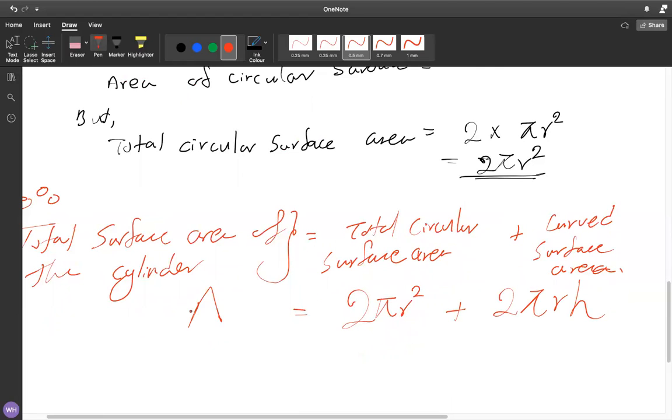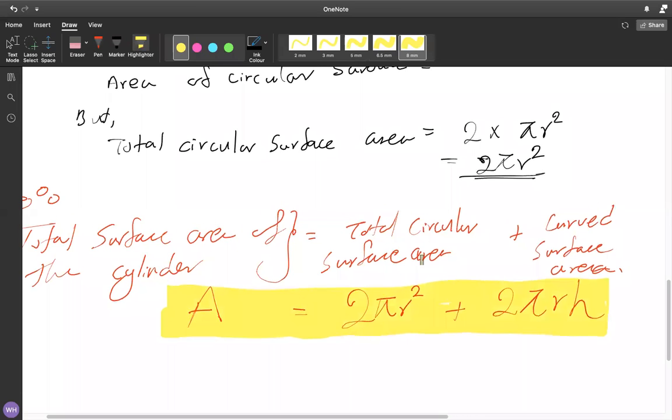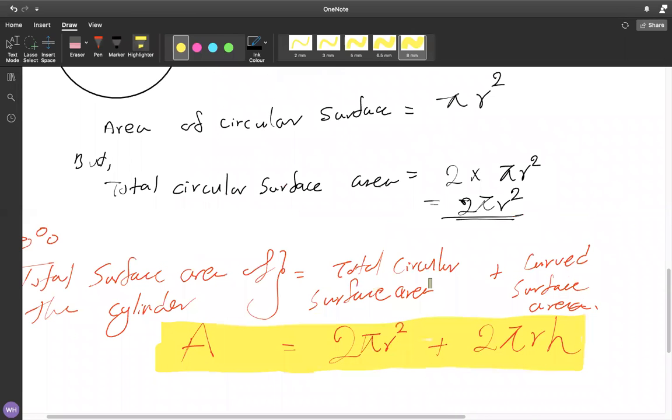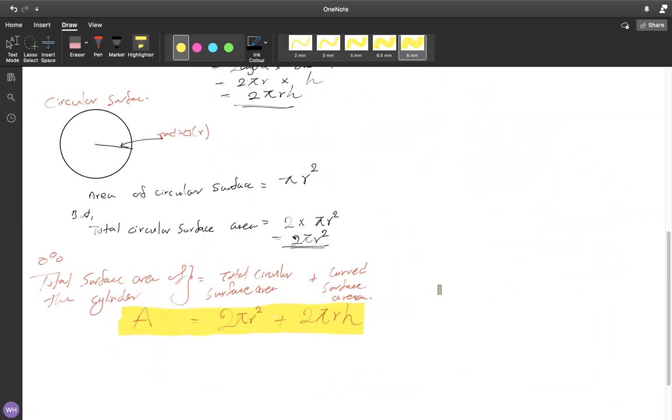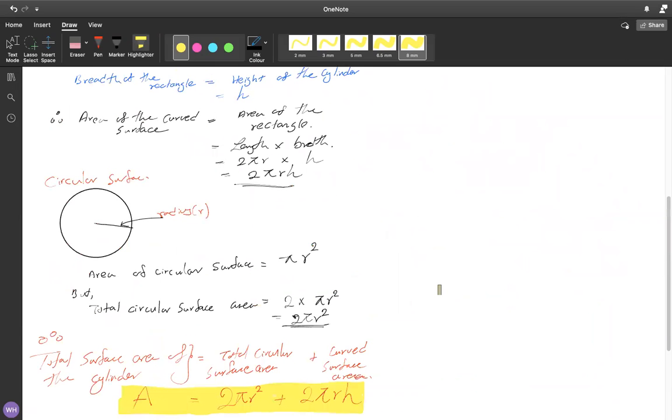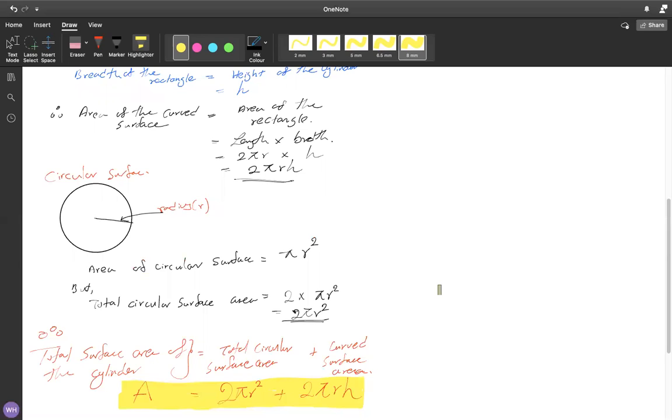Okay, so simply you can build up an expression, area, total surface area, right? So this is the total surface area. So you can highlight, you can do anything to it. So this is the total surface area of the cylinder. Can you understand this? Not much difficult, huh?